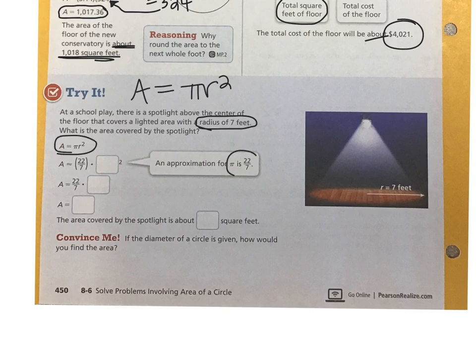And notice that this time they want us to use the fraction 22/7 in place of pi. So what is the radius that we need to substitute into our equation? The radius of 7 feet goes here in the box. And that number is going to be squared. So remember, 7 squared means 7 times 7, which is 49.